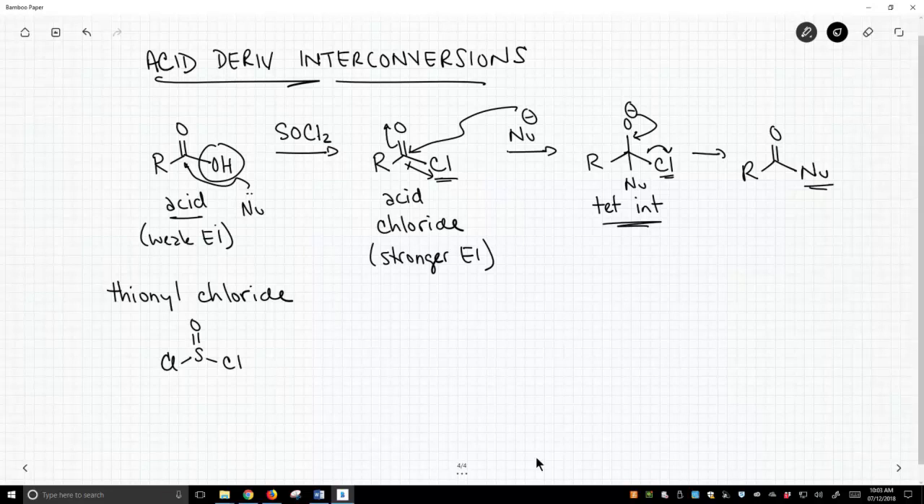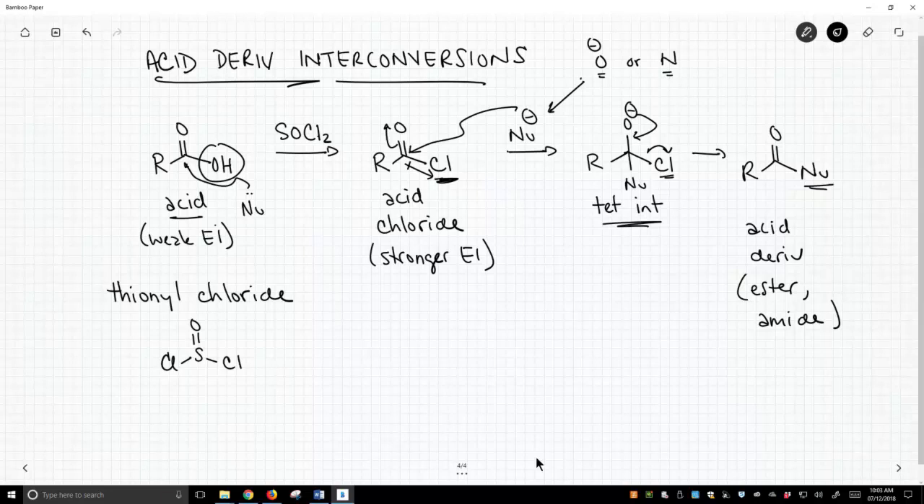How this is an acid derivative interconversion is that our nucleophile is going to involve atoms like an O- or a nitrogen. So we're going to put other electronegative atoms like oxygen or nitrogen in place of our original chlorine. And so we're going to make acid derivatives this way, and this could be something like an ester or an amide.